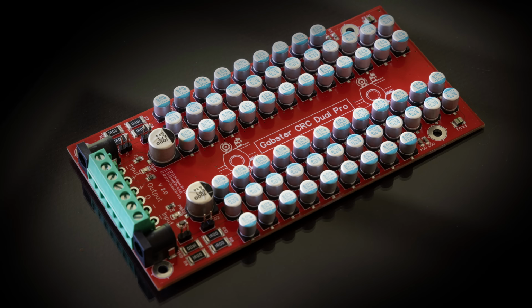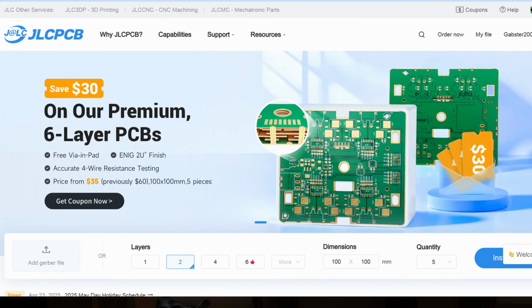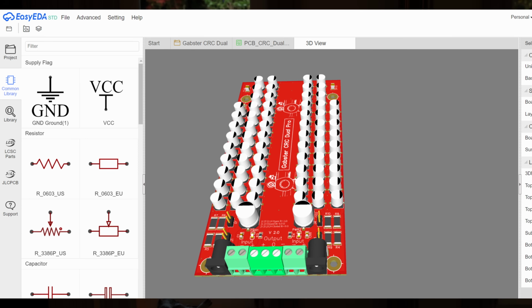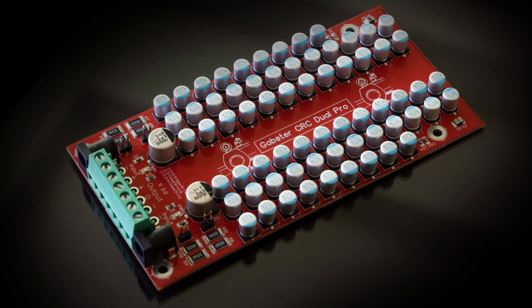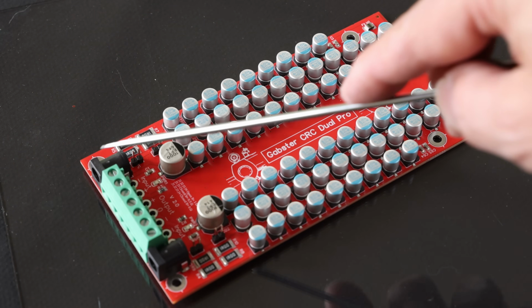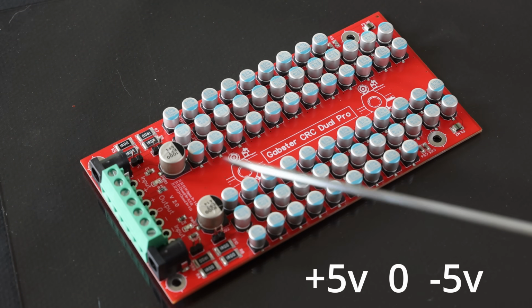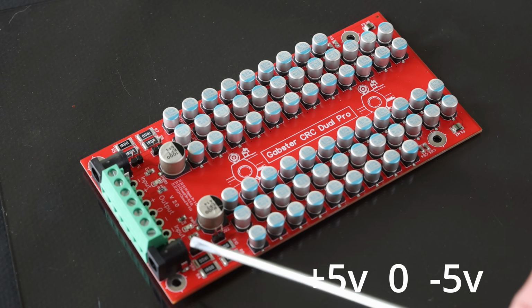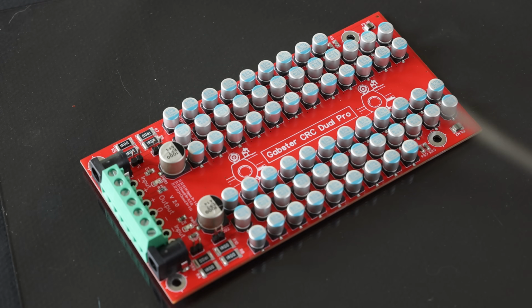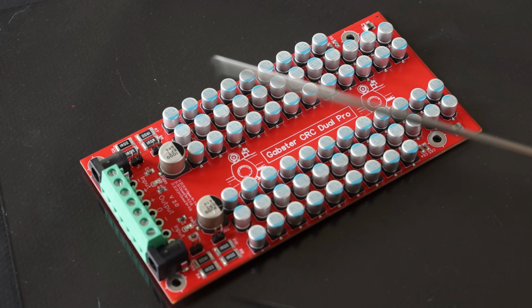To create the Gabster CRC Dual Pro, I use JLCPCB and a really easy software to use called Easy EDA. The Gabster CRC Dual Pro is basically for the folks that want to use plus 5 volt, 0 and minus 5 volt. It's easy. You plug in two 5 volts, one on each side, and you get out the 0, plus and minus 5 volt, or it could be 9 volt or 12 volt. You can go up to 12 volt. There will be a version where it will go up to 15 volt.